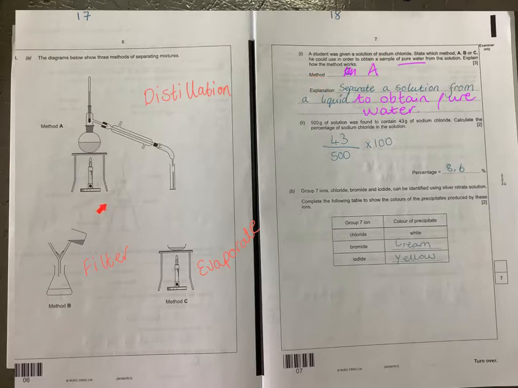A, because you want to obtain pure water, separate a solution from a liquid to obtain pure water. You might then want to go on to say about how you would heat it up until it evaporates, and then it condenses.